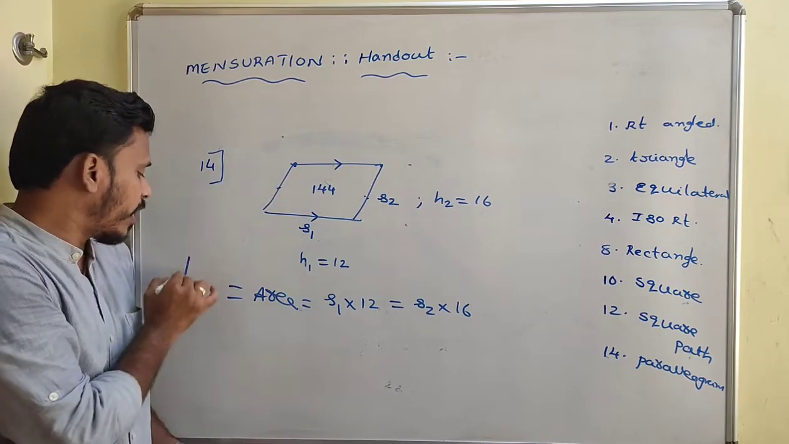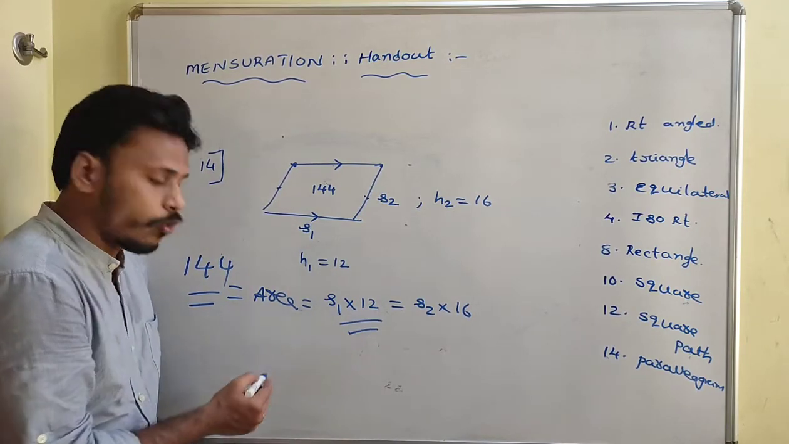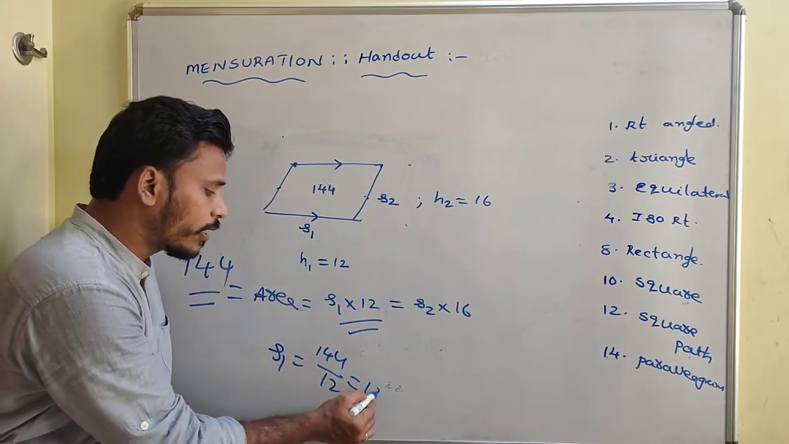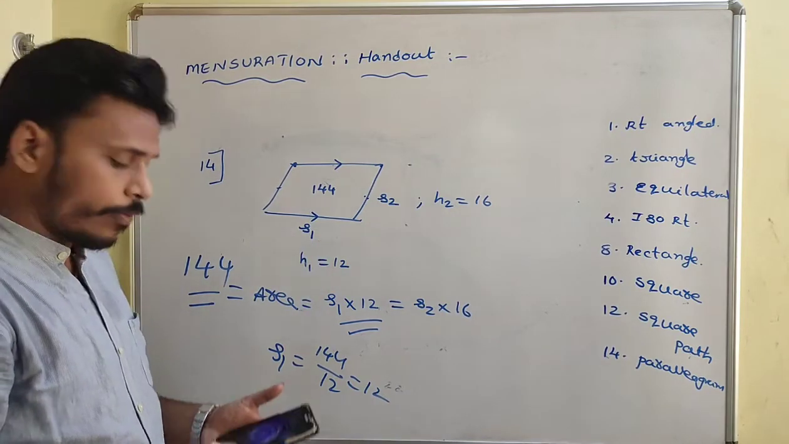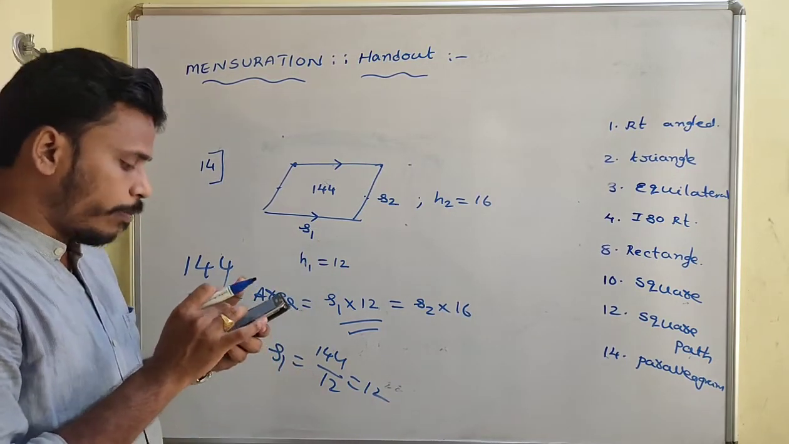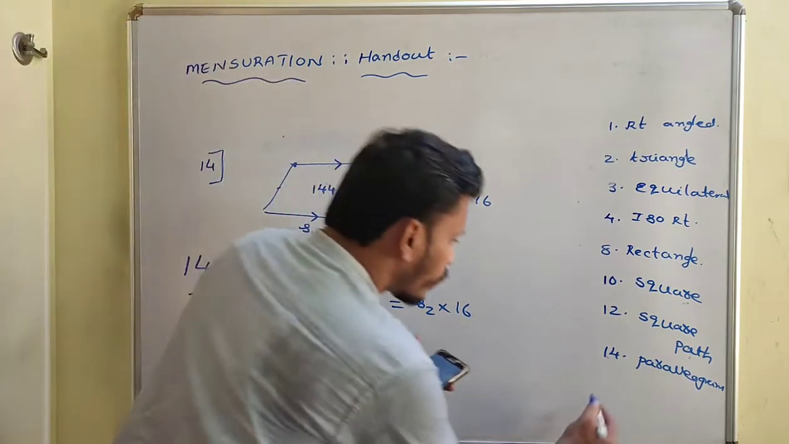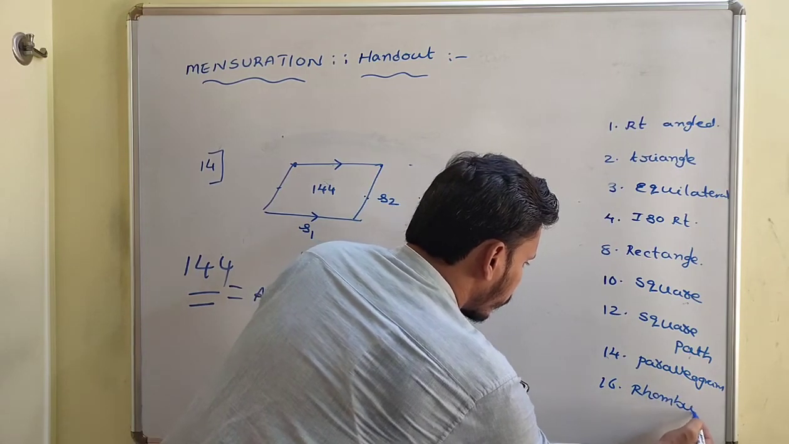But that area is directly given as 144. So 144 is equal to S1 into 12. So S1 is equal to 144 by 12, and that is equal to 12. Similarly, we will calculate S2 also. So there ends the sides of the parallelogram. Okay, that's the problem. Then the 16th one is related to the rhombus.